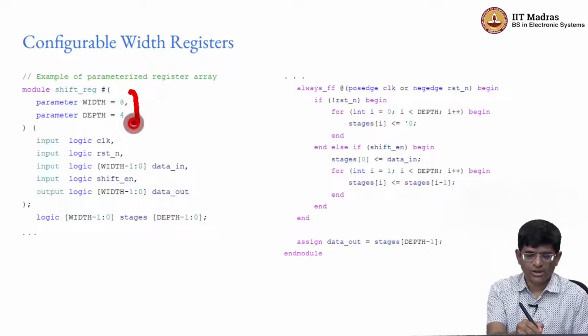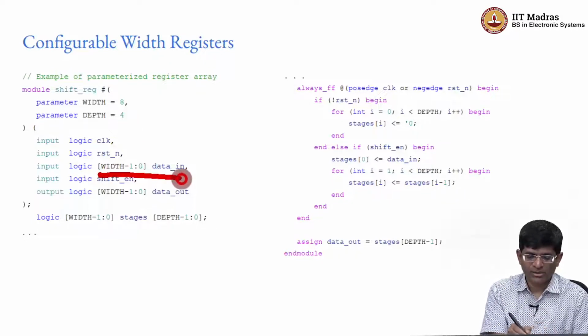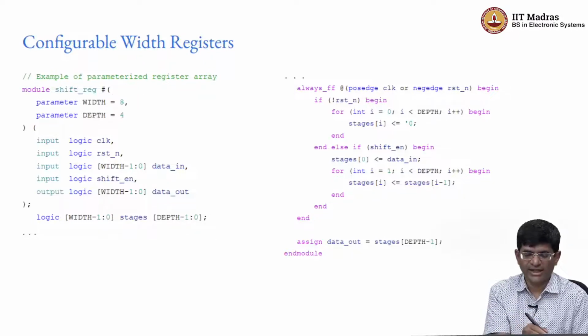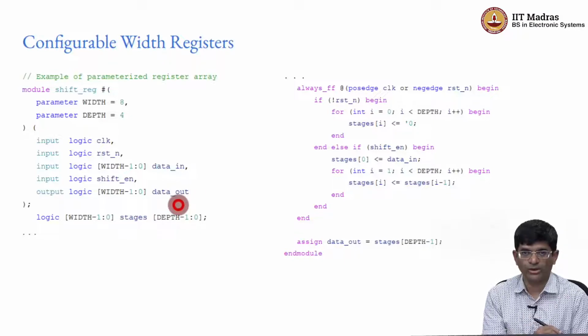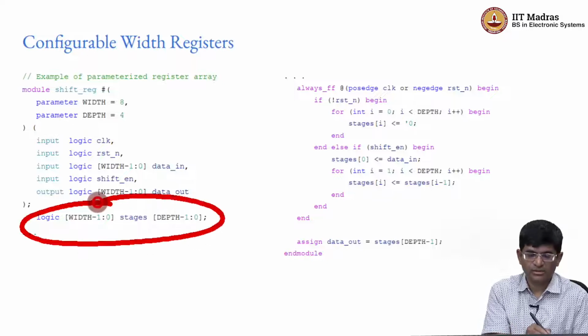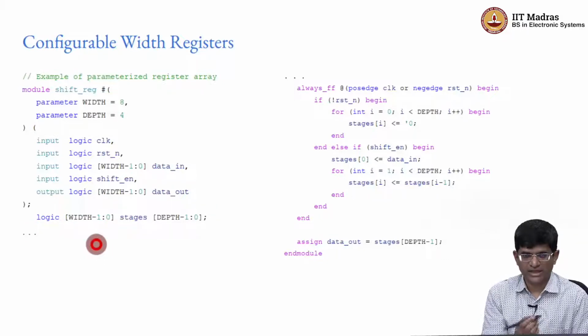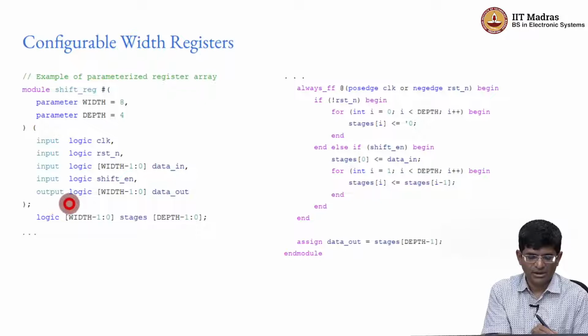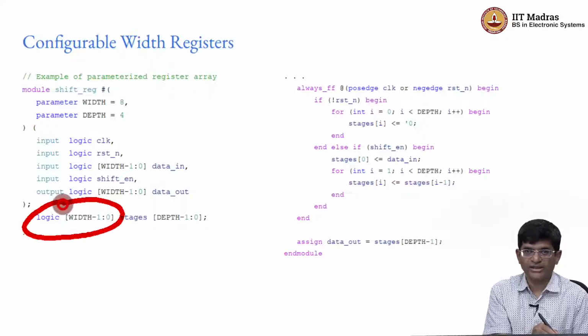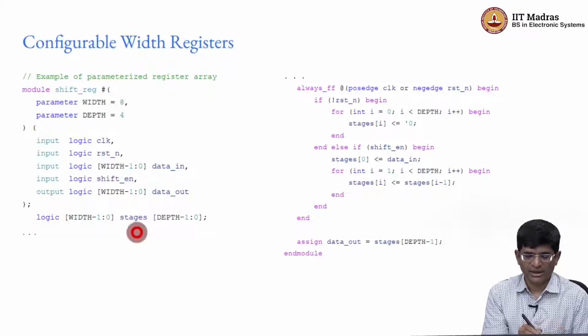I have two parameters over here, width and depth. The width seems to be reasonably clear and easy to understand. It basically says that by default it is an 8-bit value, therefore logic width minus 1 colon 0 data in, logic width minus 1 colon 0 data out. But now look at this definition out here. This is an interesting definition. It basically says logic width minus 1 colon 0, you can think of this as the data type, as the equivalent of an integer or something like that, and then it gives the variable name stages and then says depth minus 1 colon 0.